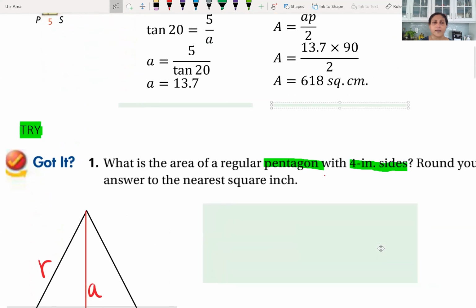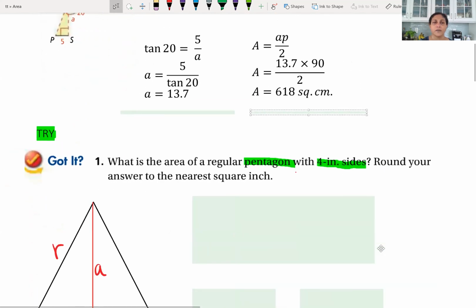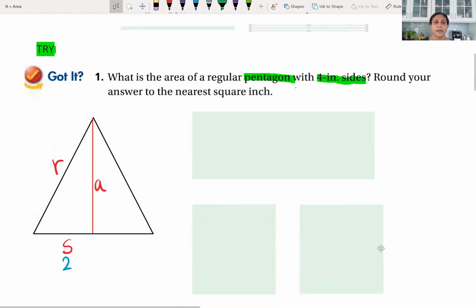So I want you to try this one. Pause the video and try it. Remember that you are only going to use half of the side. And this is just one of the isosceles triangles that you can make in a regular pentagon. So pause the video and here you go. Let's see if you got it right.